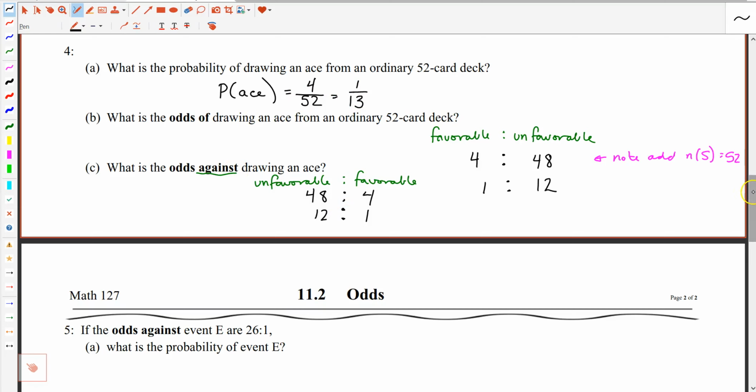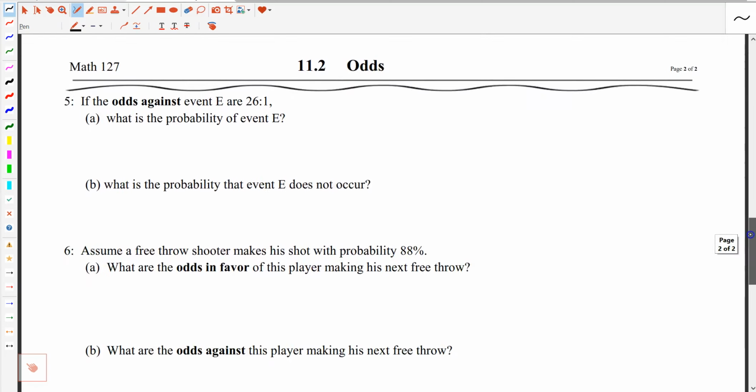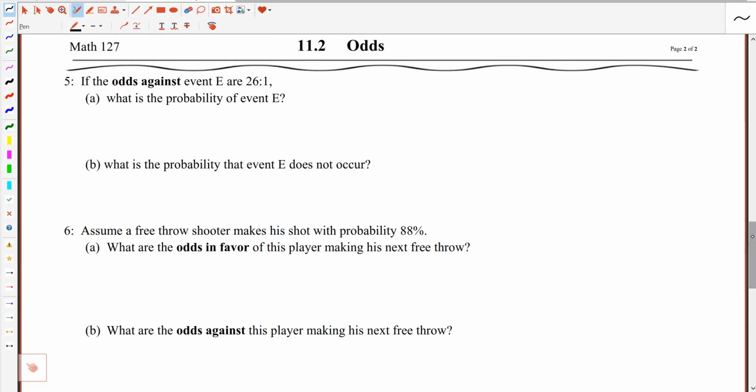Now let's take this in reverse. Let's give you odds and ask you to find probability. So if the odds against an event are 26 to 1, we're going to find the probability the event occurs and the probability that the event does not occur. Now because it's odds against, you're going to list the number of ways your event does not occur, or the unfavorable outcomes first. And then you're going to list the favorable outcomes second.